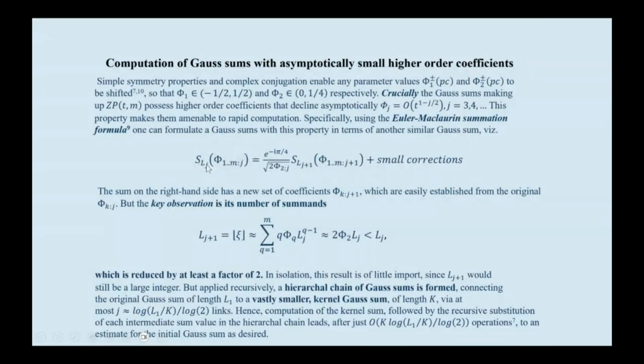The original Gauss sum has a length Lj. The next Gauss sum has a length Lj plus 1. And when you work out Lj plus 1, it's approximately 2 Phi2 Lj. And because Phi2 is between 0 and 1/4, 2 Phi2 is between 0 and 1/2, which basically means you've halved the length. So this Gauss sum has half the length of the previous one. So you've reduced the length by at least a factor of 2.